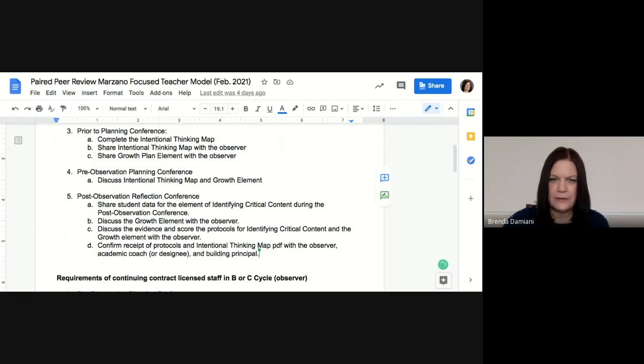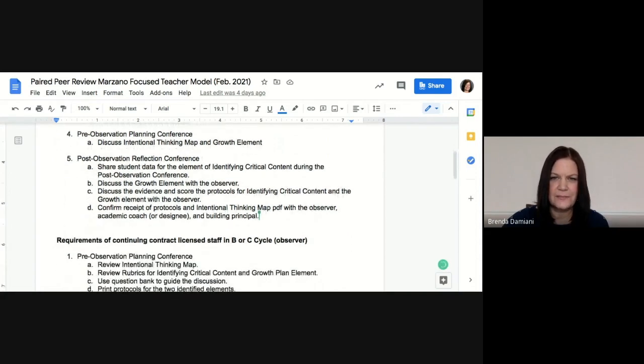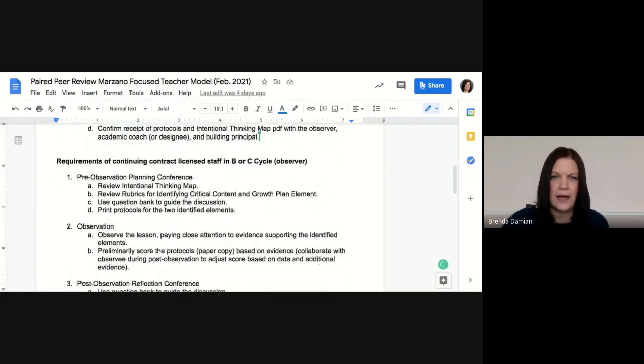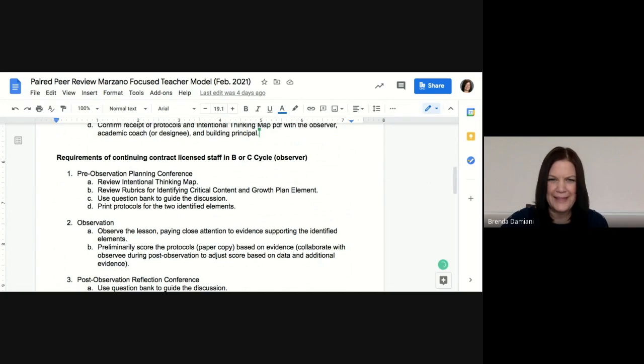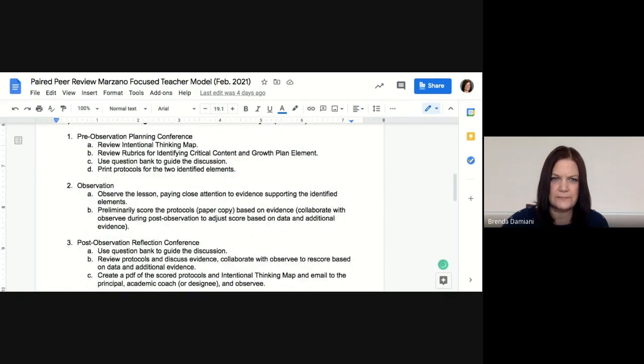Your observer will email you a PDF of the protocols and your intentional thinking map, as well as the principal and academic coach. The person observing, again, you plan those times together to meet. Before the planning conference, you're going to want to make sure that you look at what the person you're observing would have sent you, the intentional thinking map. Also, make sure you are well versed in the rubrics for identifying critical content, as well as whatever their growth plan element is. You'll have your question banks to guide your discussion, and then you'll want to print those protocols for the two elements so that you can use them during the observation.